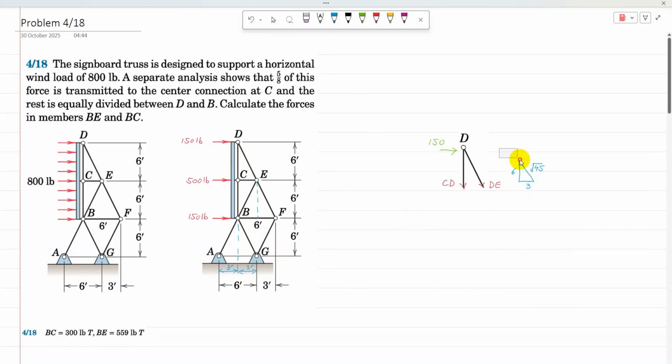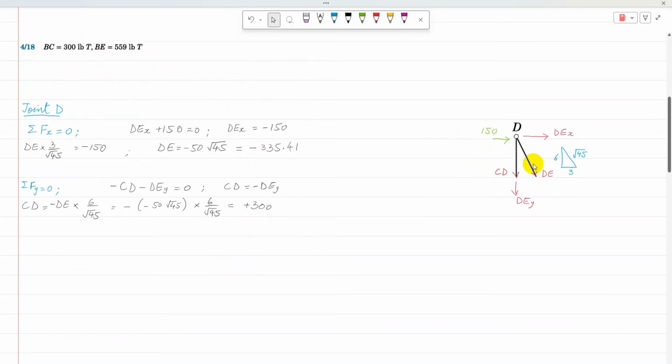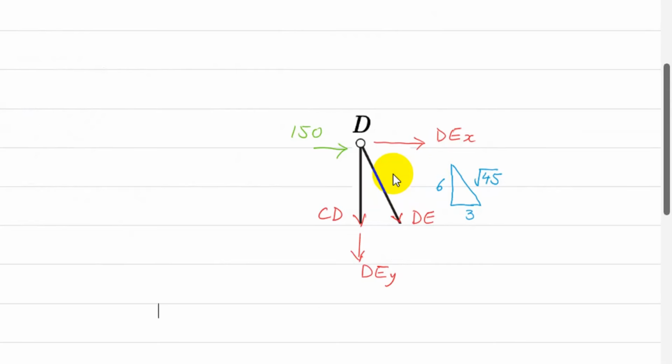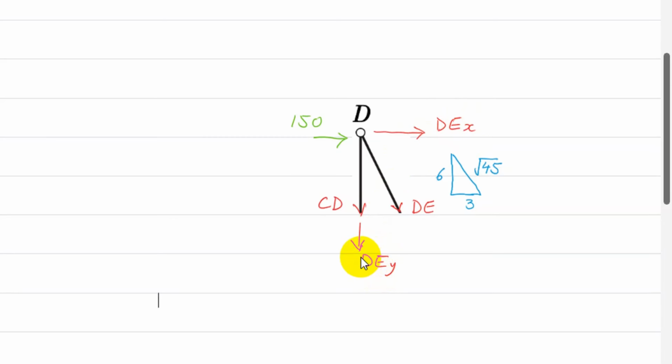So I can use the triangle here, with horizontal distance 3 and vertical distance 6, to find the components of DE. So that is joint D, and DE is an inclined member. It has one component, DEX, in the positive x-axis direction and the other, DEY, in the negative y-axis direction. So there is one unknown in the horizontal direction.